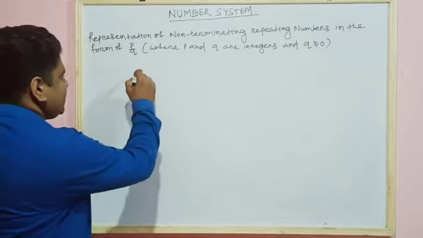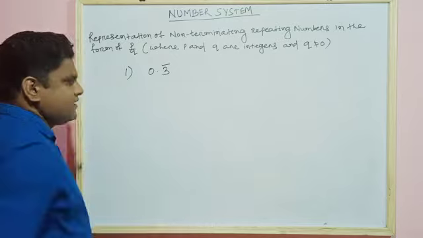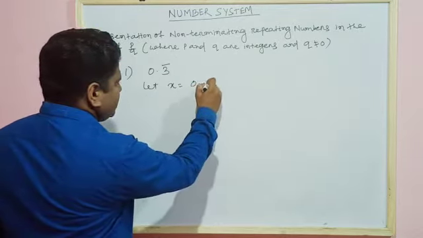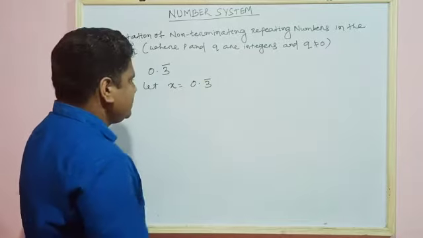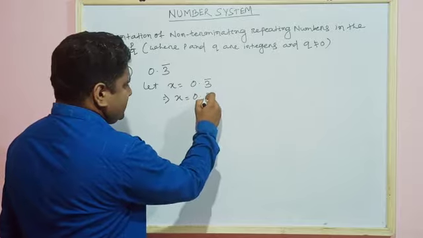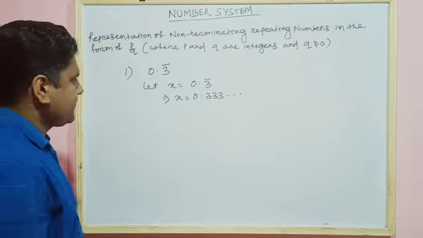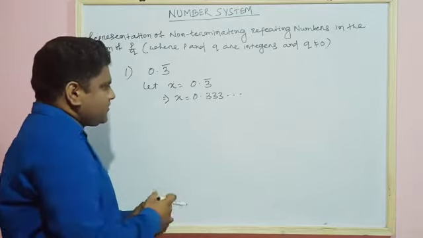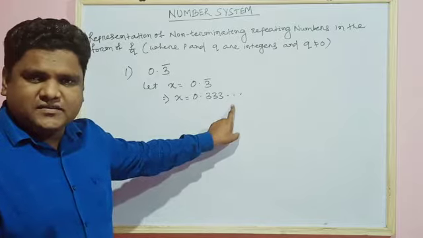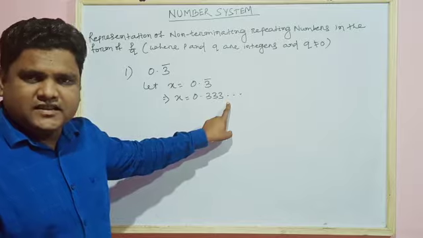Let's take first example 0.3 bar. Let x equal to 0.3 bar. So x can be written as 0.333 and so on. We have to see how many numbers are repeating after the decimal. Here only one digit is repeating after the decimal, that is 3.